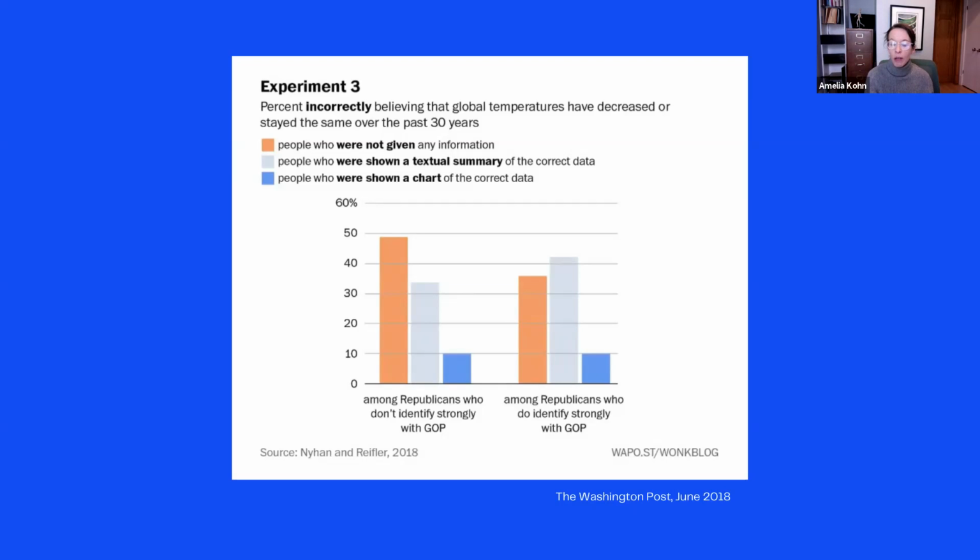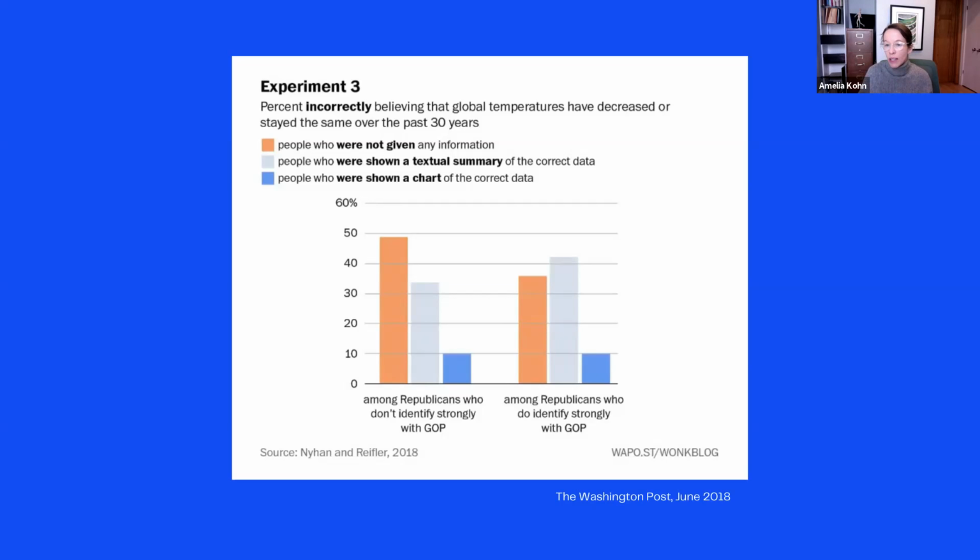In this experiment, Republican respondents were asked whether they believed that average global temperatures were increasing, decreasing, or staying about the same over the past 30 years. Respondents were divided into 3 groups. There was a control group, represented by the orange bars on this chart. This control group got no information at all. They were just asked that question about global temperatures, and then they answered it.